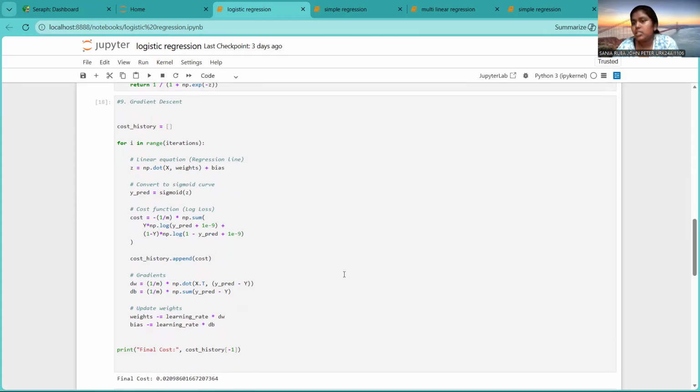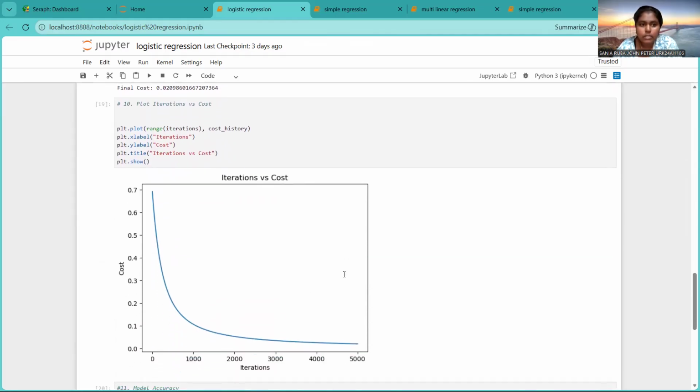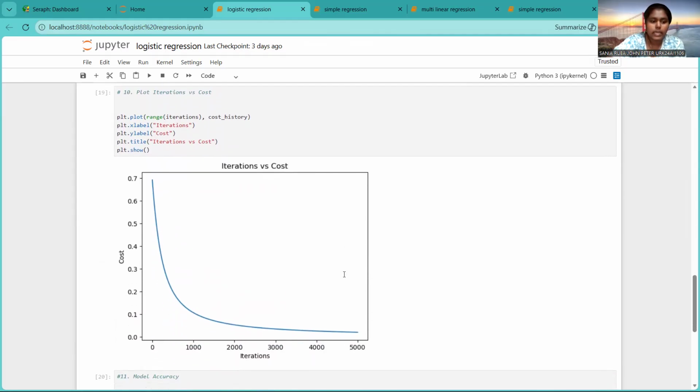As iterations increase, cost decreases. And as a result, we will be plotting the iterations and cost. We plot iterations on the x-axis and the cost on the y-axis. This graph should show a decreasing curve. It is a decreasing curve.